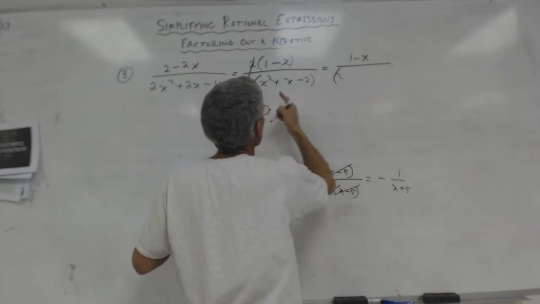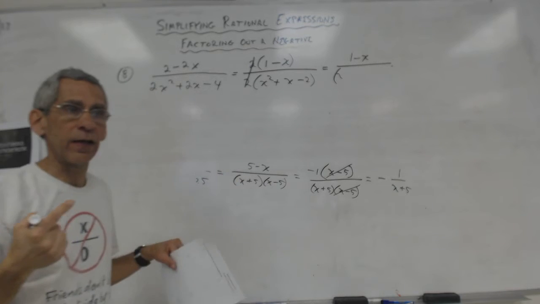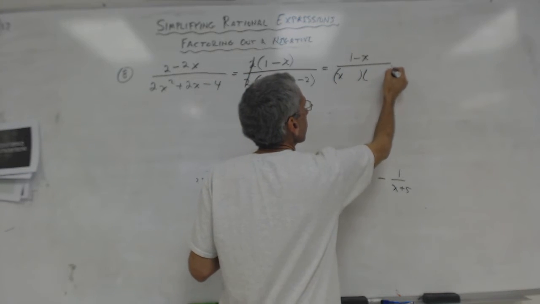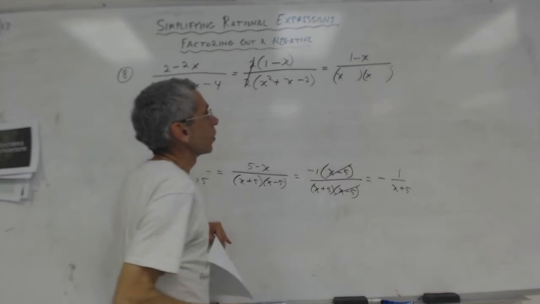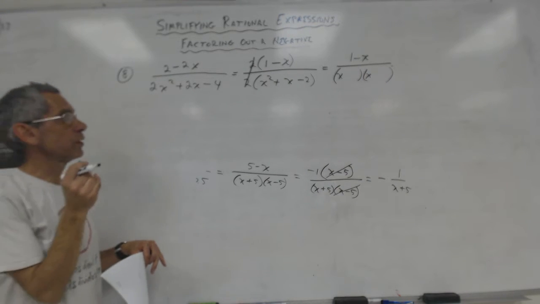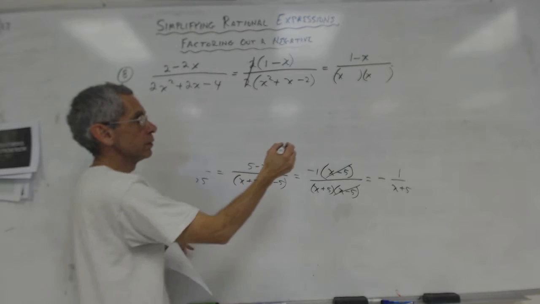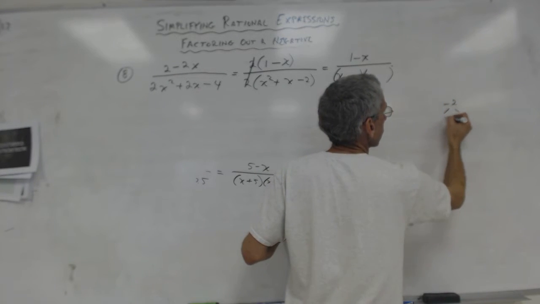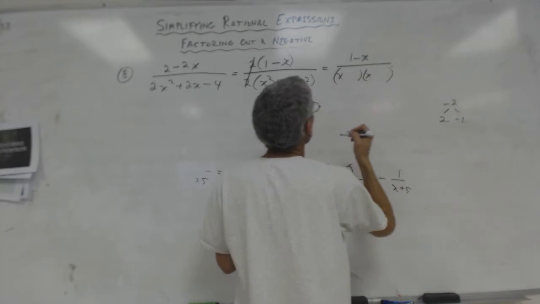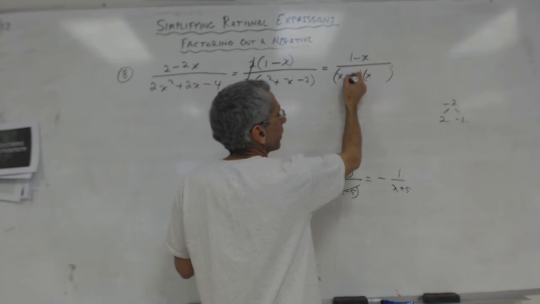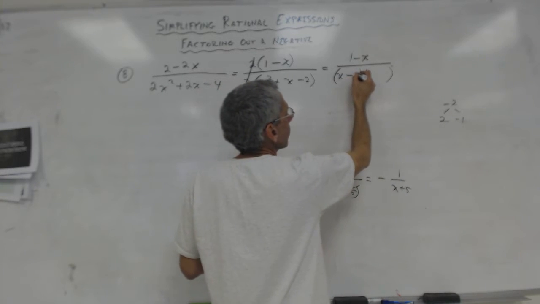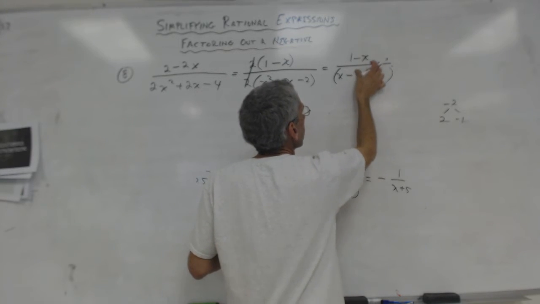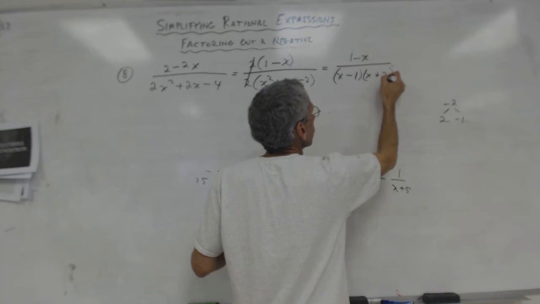So, wait a minute. Isn't this a quadratic trinomial? Can I factor that? Yes. What would it be? Factors of negative 2 that add to a positive 1. Negative 1 and 2. So it's x minus 1, x plus 2.